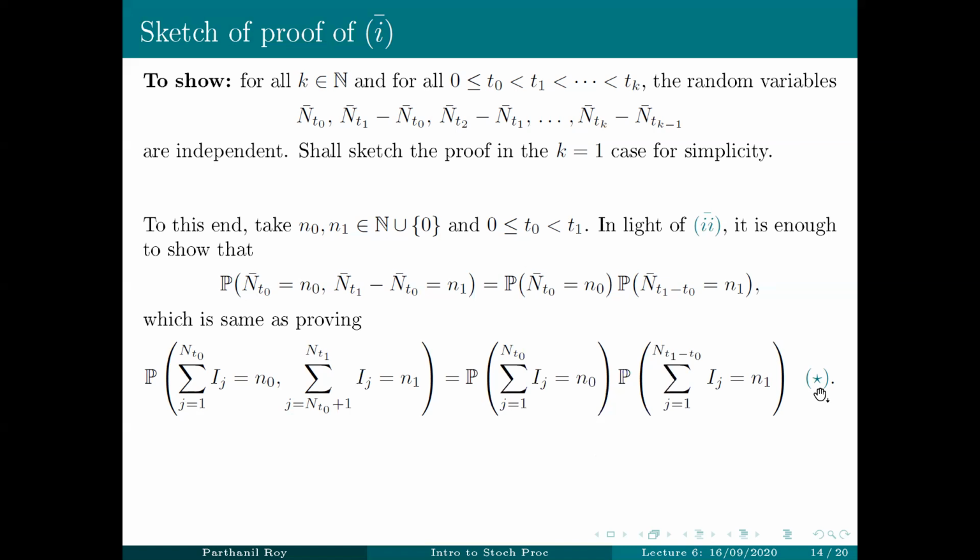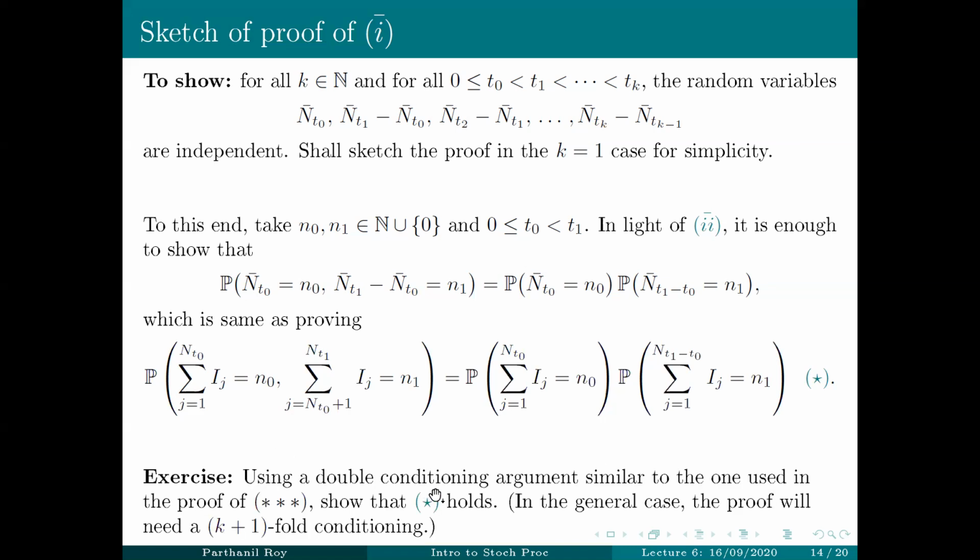This is what I'm going to keep as an exercise for you. Namely, using a double conditioning argument similar to the one used in the proof of star, star, star, show that this star holds. Note that this is a different kind of star. The argument is very similar to what we have done. So this is an exercise for you.